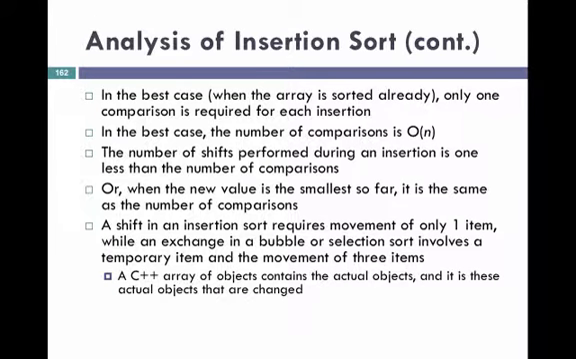And the number of shifts performed during an insertion is 1 less than the number of comparisons. So when the new value is the smallest so far, it's the same as the number of comparisons. So a shift in an insertion sort requires movement of only one item, while an exchange in a bubble or a selection sort involves a temporary item and the movement of three items. So a C++ array of objects contains the actual objects, and it is these actual objects that are changed.